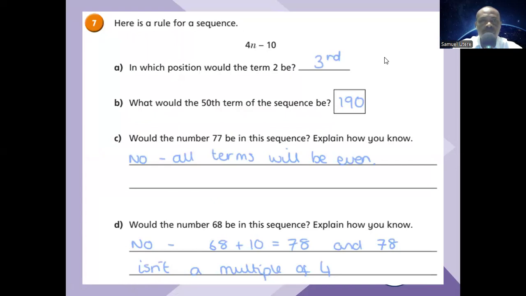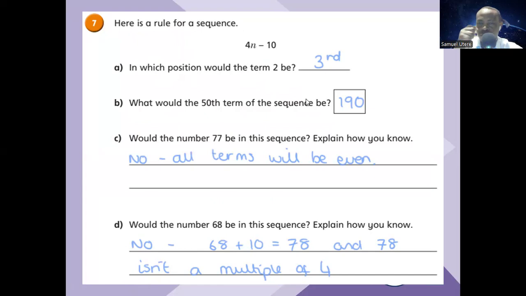Okay, so you will ask, here is a rule for a sequence. In which position would the term 2 be? The term will be in the third term. So you could have done simple substitution to find out the values of the terms, and then you figure out that term 2 will be the third term.